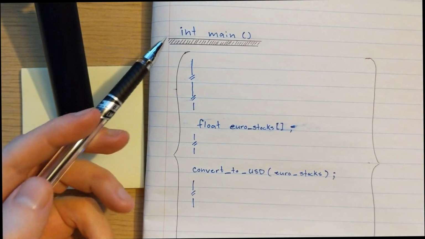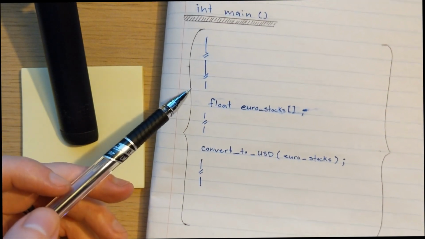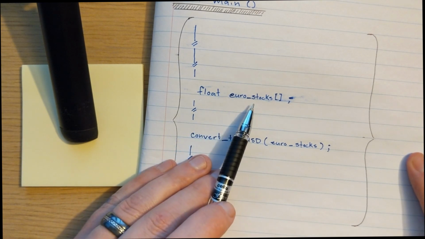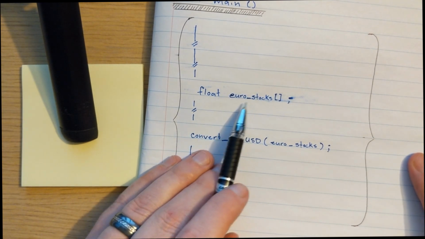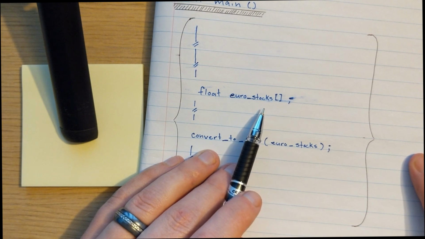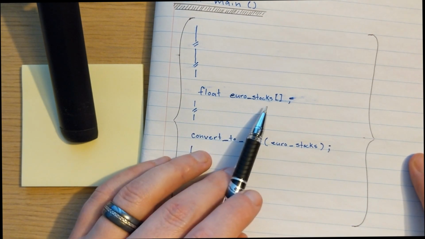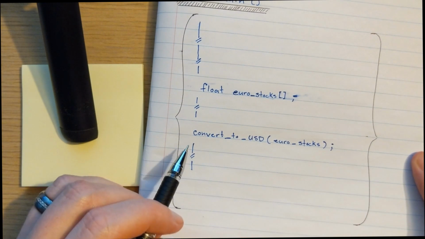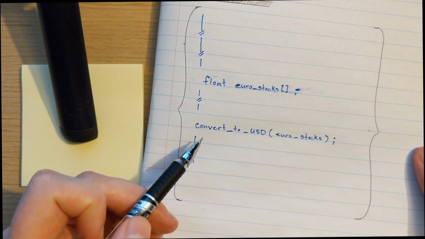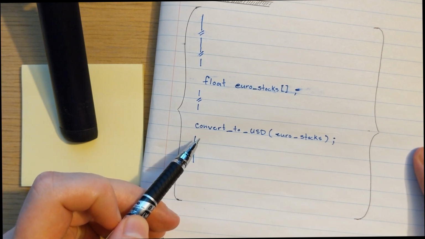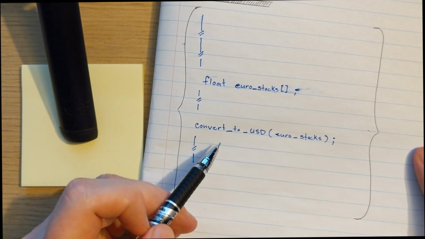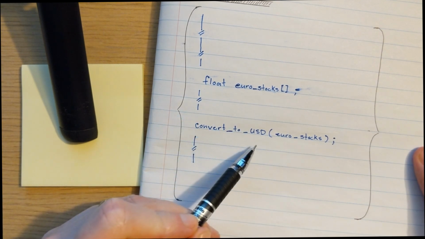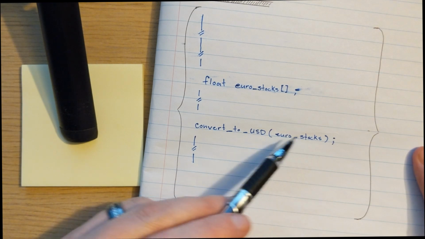Okay, so let's look at a slightly different scenario. So in this scenario, again, we've got our int main, and we're doing some programming, and then let's say that we have some array of floats, and this array of floats is going to hold the stock prices of a bunch of different European stocks, right? So we've got float Euro stocks, and it's a long array. And then maybe let's say that we are located closer to the New York Stock Exchange. So we actually want to convert everything over to US dollars because we're doing everything in USD. And so we want to be able to call some function, convert to USD, that's going to act on this whole array.